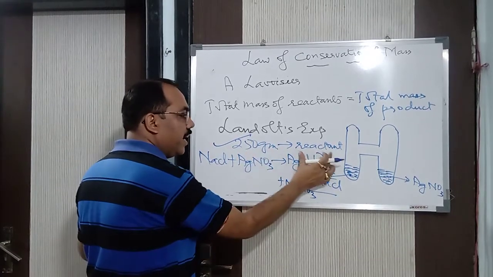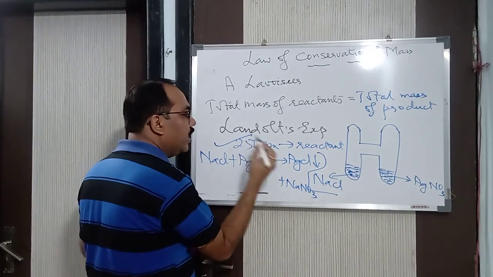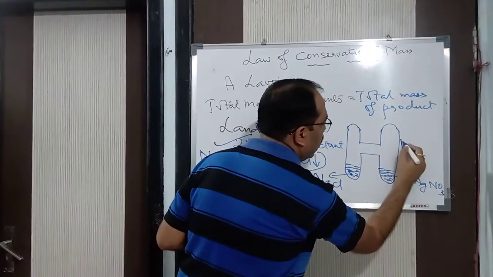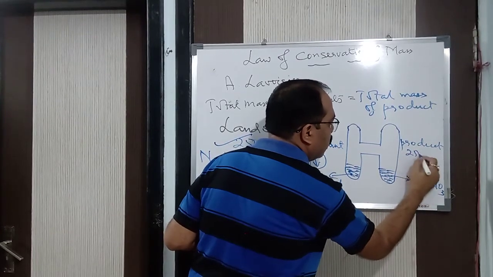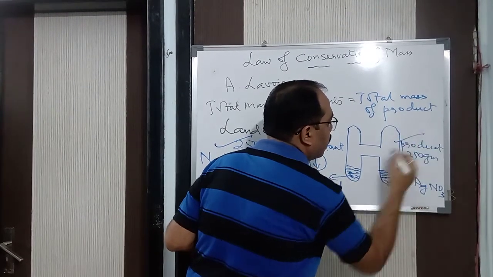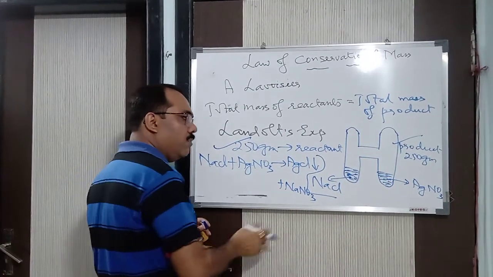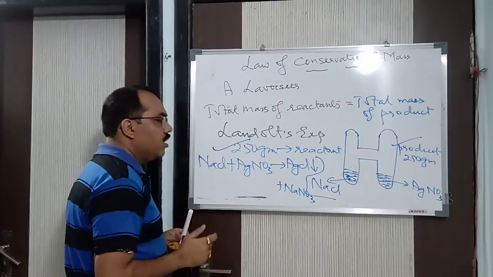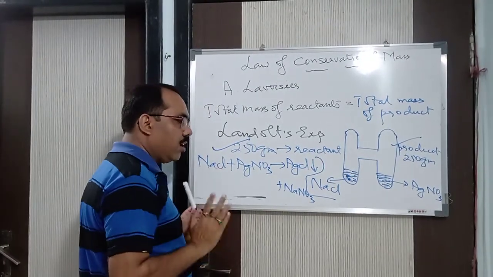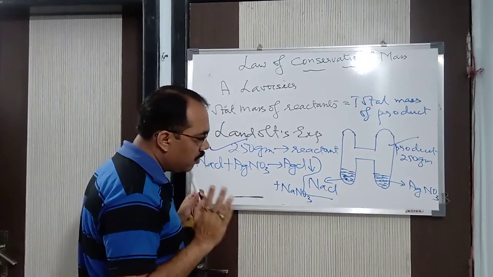So the weight of the reactant was 250 gram, and now the weight of the product is also 250 gram. Alright, what is the product? AgCl and NaNO3. How do we know the product is formed? A white precipitate is formed. So what does it prove? It proves that during any physical or chemical change, the total weight of the reactant is equal to that of the product.